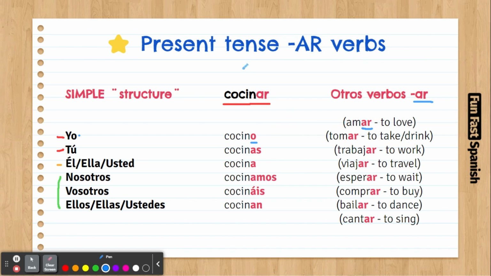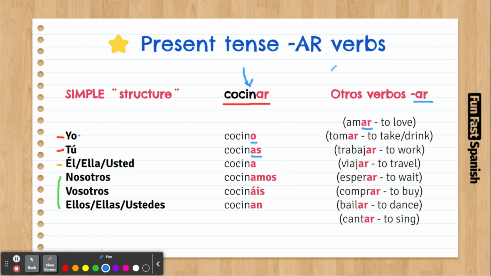But let's do the verb that we have here for the example. Cocinar. Many people like cooking. Cocinar is to cook. Okay. So cocinar. Yo cocino. Yo cocino. That's I cook. And tú cocinas. Tú cocinas. That means you cook.